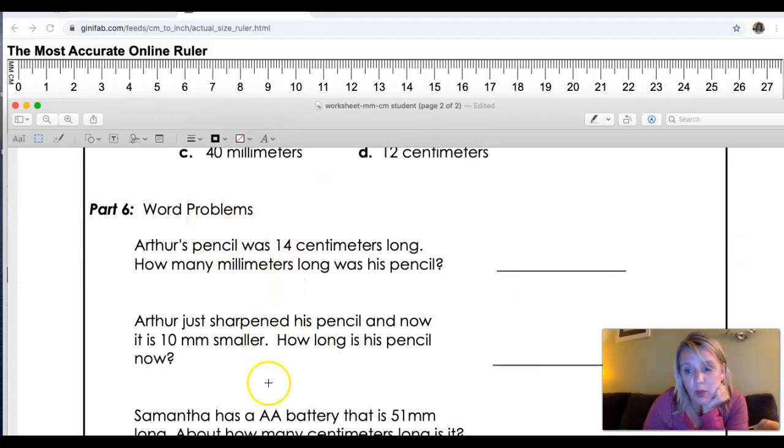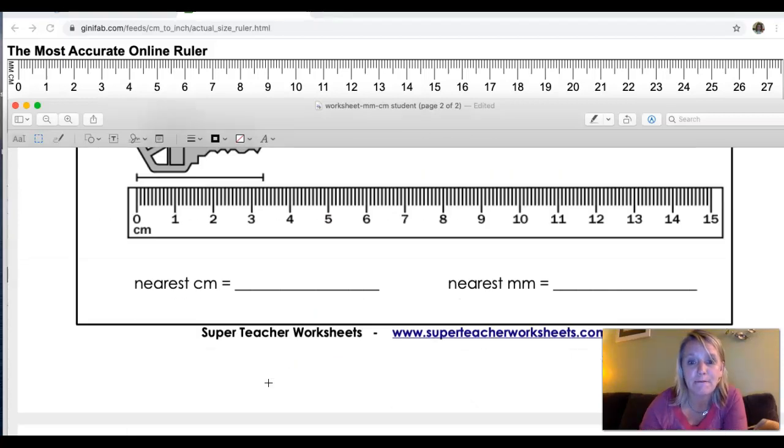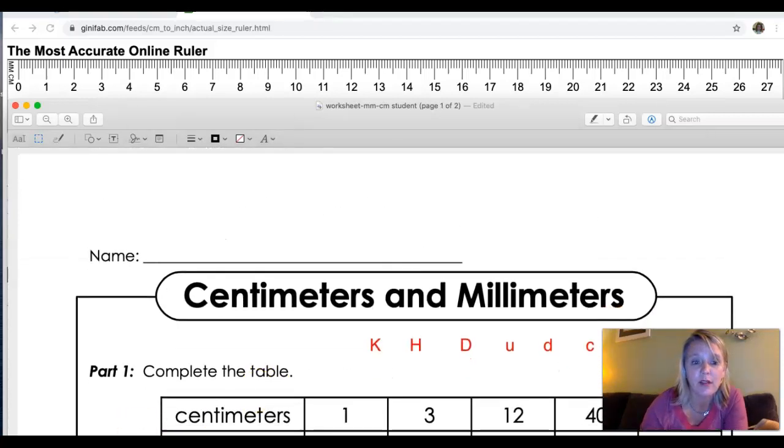And then here are a couple conversion problems. I hope this helps. We will be practicing this a lot, you guys, so if you are still confused, it's okay. We will figure it out together.